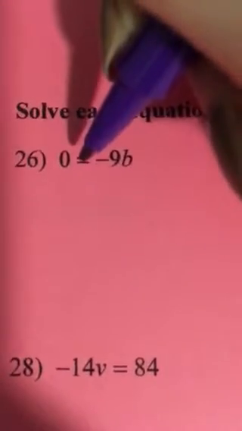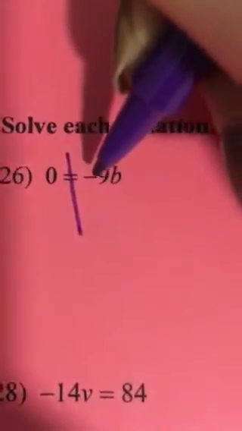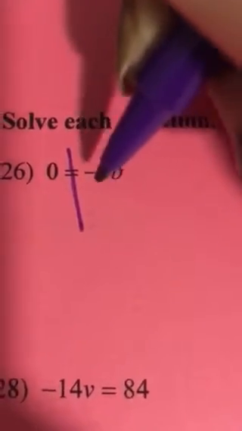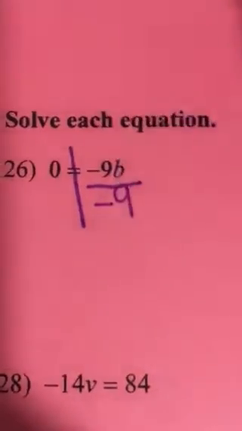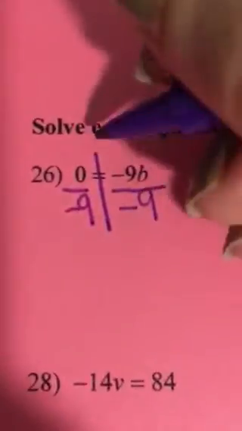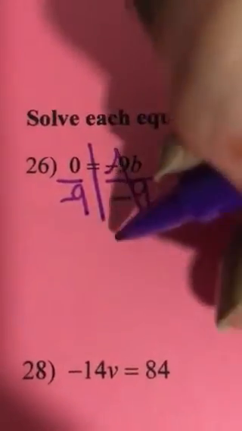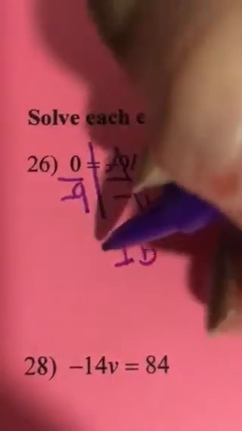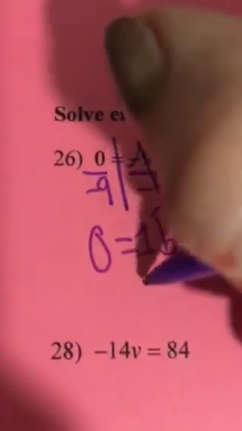So for number 26, I split my equation. I look at my variable. Oh, the negative 9 and my variable are being multiplied. The opposite of multiplying is dividing. So negative 9 divided by negative 9 is a positive 1. I'm left with 1b equals, 0 divided by negative 9 is 0. b equals 0.